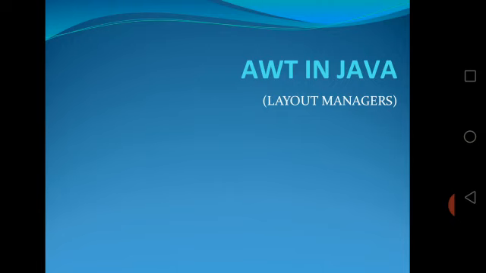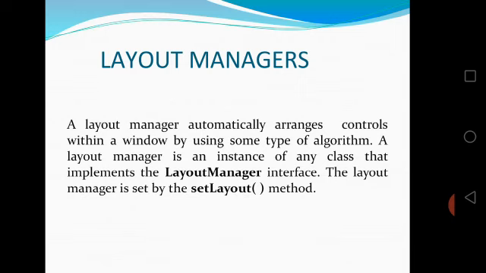AWT in Java. In AWT we are going to see about layout managers. What do we mean by layout managers? The layout manager automatically arranges the controls within a window by using some algorithm. Controls means buttons, label, text box, choice, scroll bar, everything included. So they are arranged by using some type of algorithm.